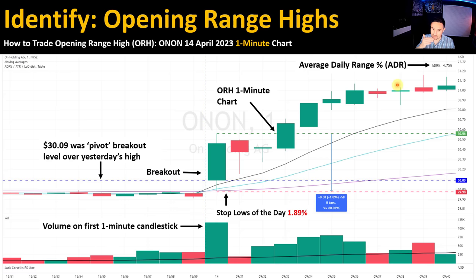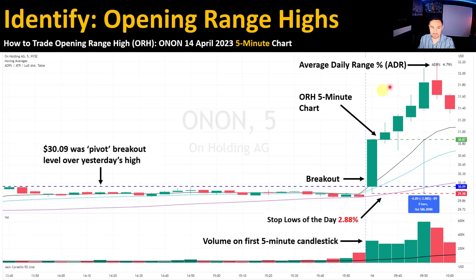So let's do another one on the 5 minute chart. This is the same stock, same breakout. So here you can see 30.09. So it's taken out the highs of that trigger bar, but this is the 5 minute chart. So it's now opening range highs on the 5 minute. Okay. So we're not on the 1 minute chart, we're now on the 5 minute chart.